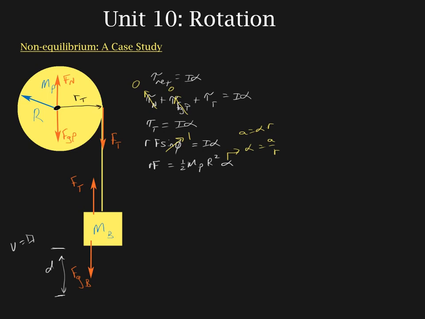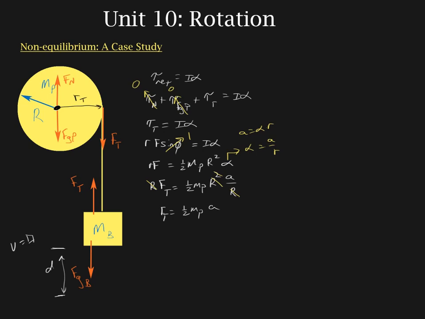Okay, so we'll make that substitution, and we get R for the force is actually the radius of the pulley, so that becomes a capital R, times the tension force is equal to 1/2 the mass of the pulley times R squared, and then we put in A over capital R. And what we get, this R cancels with that one, this one cancels with that one, and now we're left with the tension force is equal to 1/2 the mass of the pulley times A. So now we have to figure out what A is. So how do we get A?